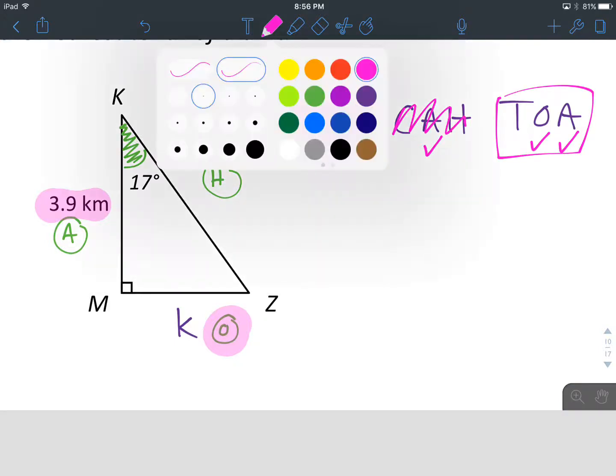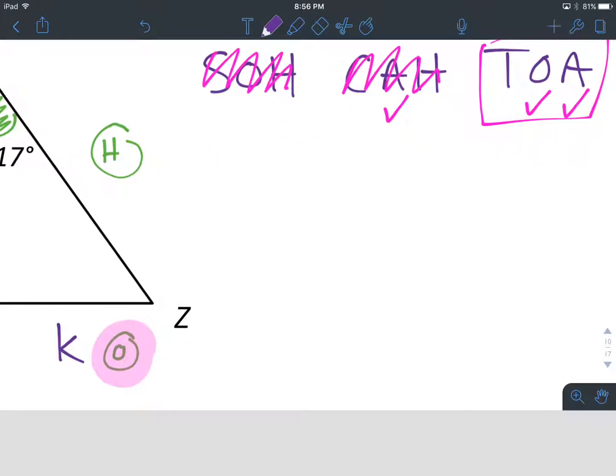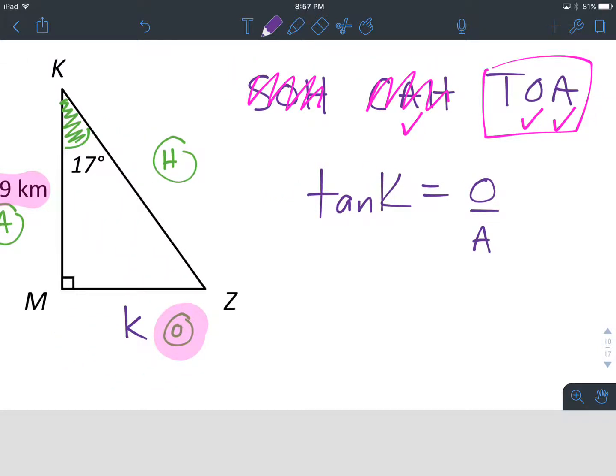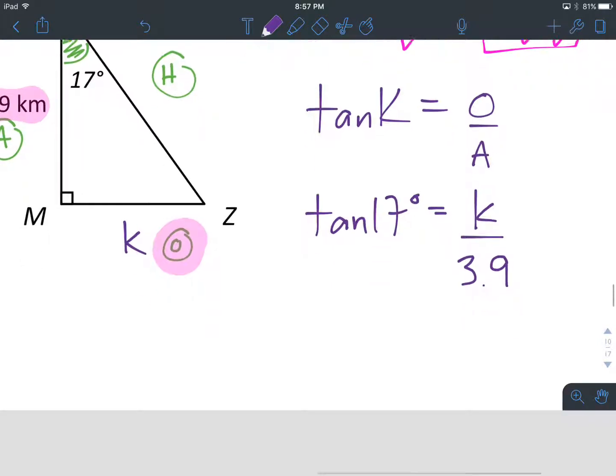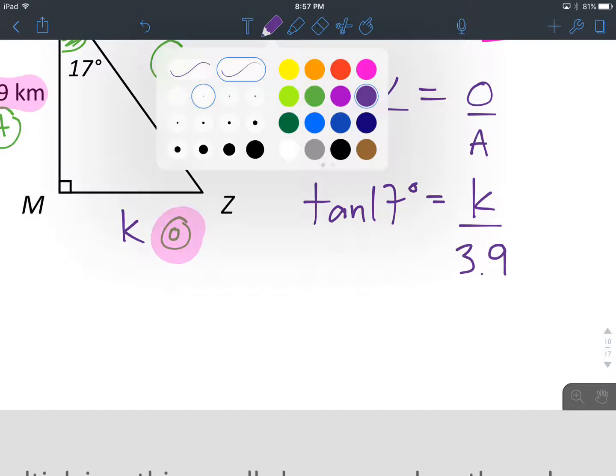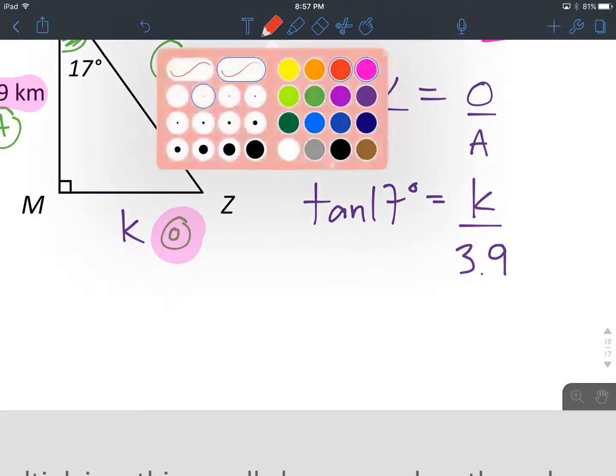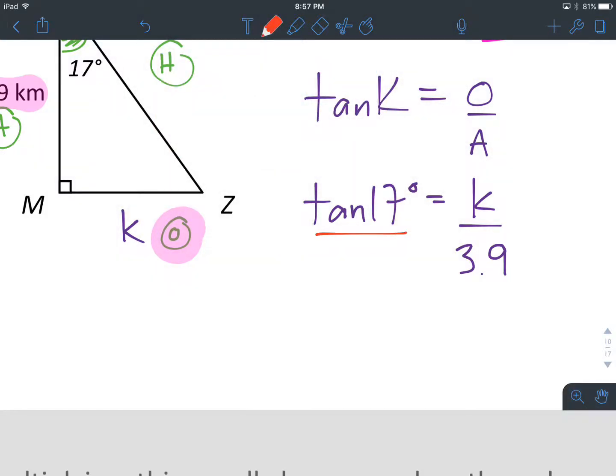So I am going to write out the tangent of angle K is equal to the opposite side over the adjacent. And I'm going to start to fill in some of that information I know. So the tangent of 17 degrees is equal to the opposite side, which I don't know, over the adjacent side, which is 3.9. And again, the method I'm going to suggest to solve here is that we create ourselves a proportion. So I'm going to write out tan 17 degrees, which again is a number. Despite having the word tan in it, I'm going to write it as a number over 1, and I'm going to cross multiply to solve.